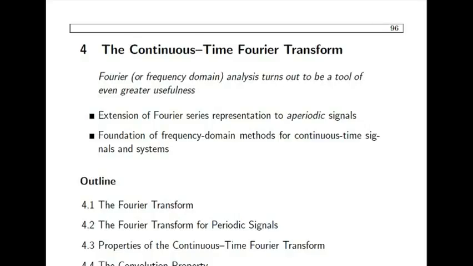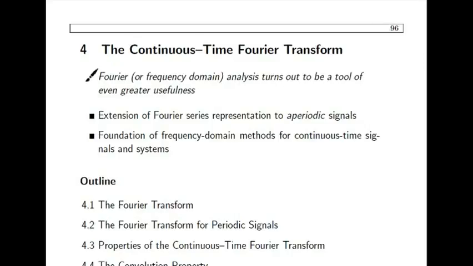In the last tutorial we ended unit 3, which was Fourier series representation. And in this tutorial I'll start with unit 4, which is continuous time Fourier transforms. So now let's start. The Fourier transform is frequency domain analysis of a signal.